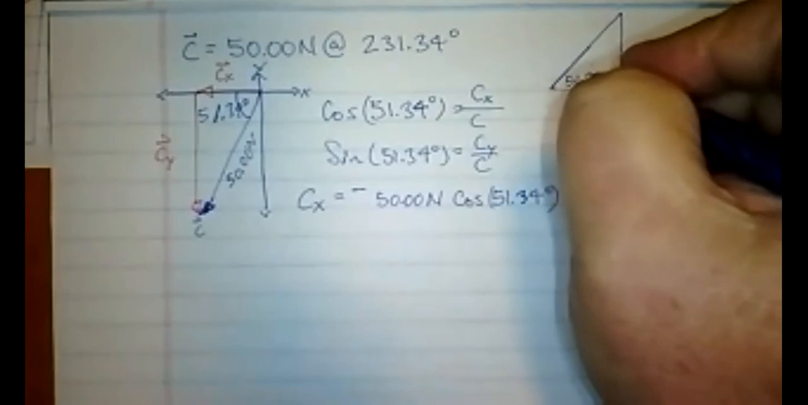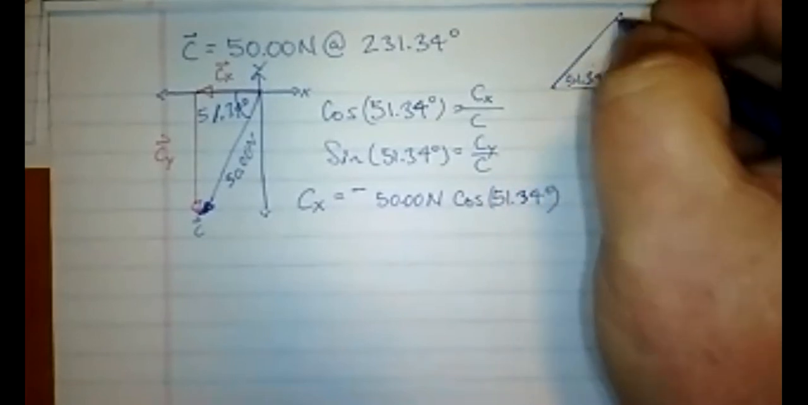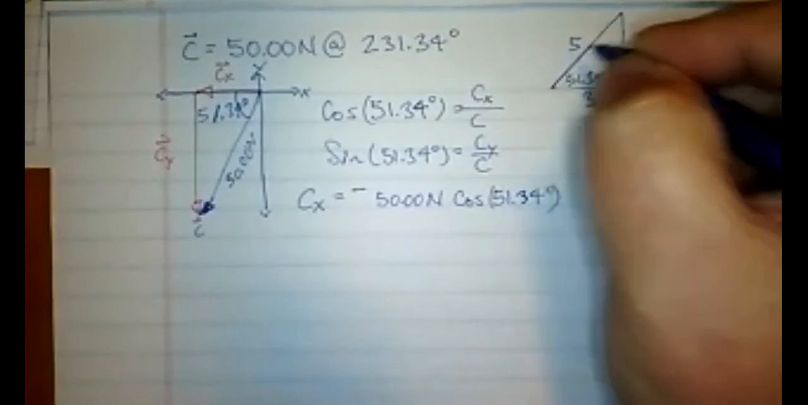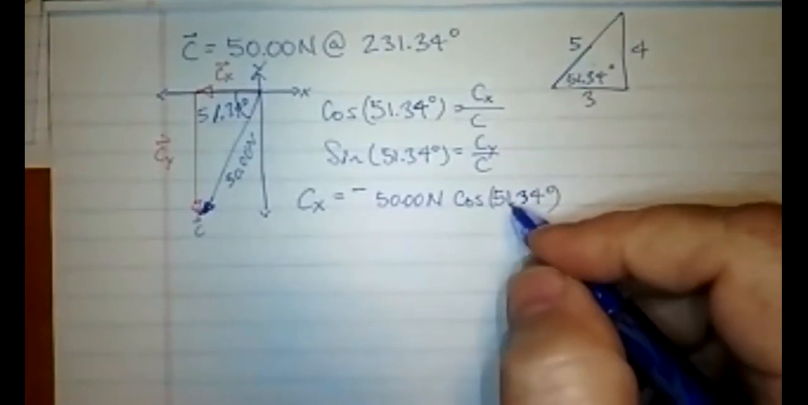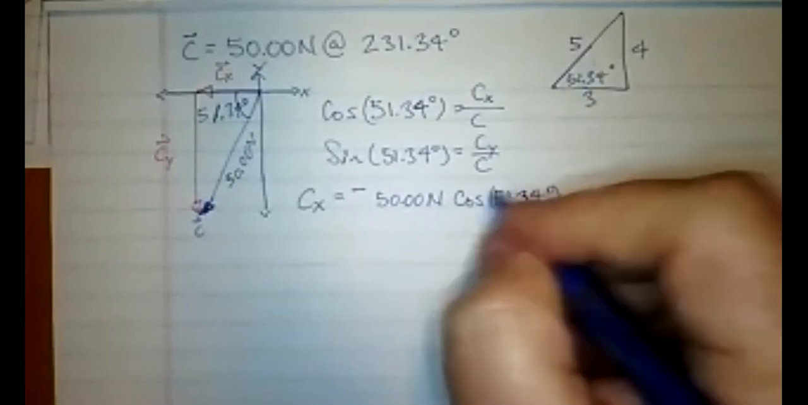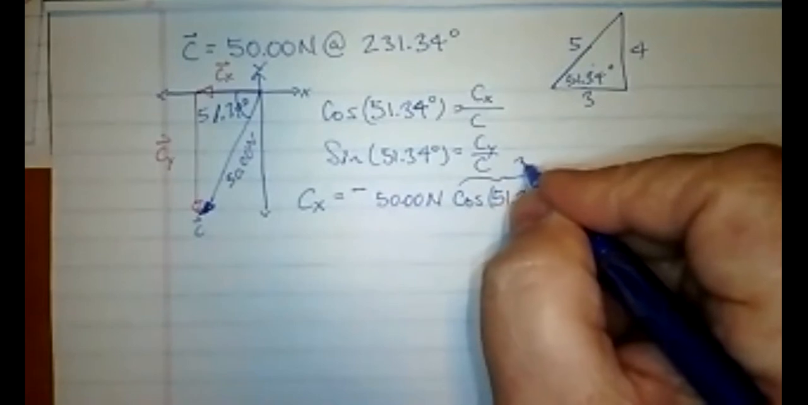So this is the 51.34. That's the bigger of the two angles, so that's opposite the 4. This is the 3, and this is the 5. So you can tell that the cosine of 51.34 is 3/5. So this part right here is 3/5.